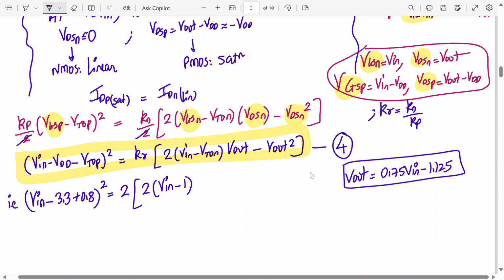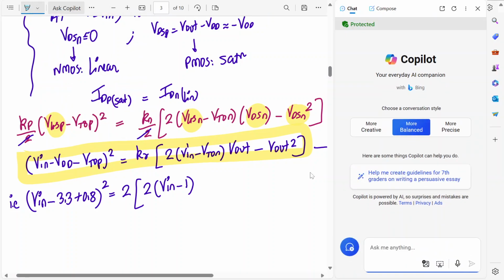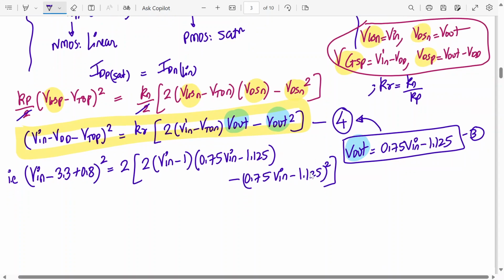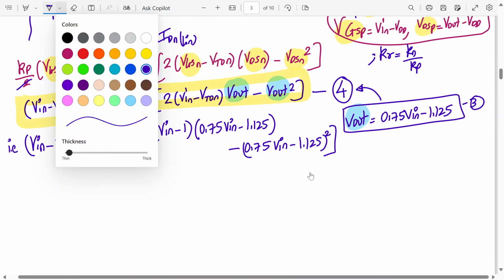So we are substituting equation number 3 in equation number 4. Wherever we have the V out term coming up, here is the V out term, here is the V out term, replace it with this. Got it? So we replace it with 0.75 V in minus 1.125 minus 0.75 V in minus 1.125, the whole square. Alright, so we solve this quite patiently.